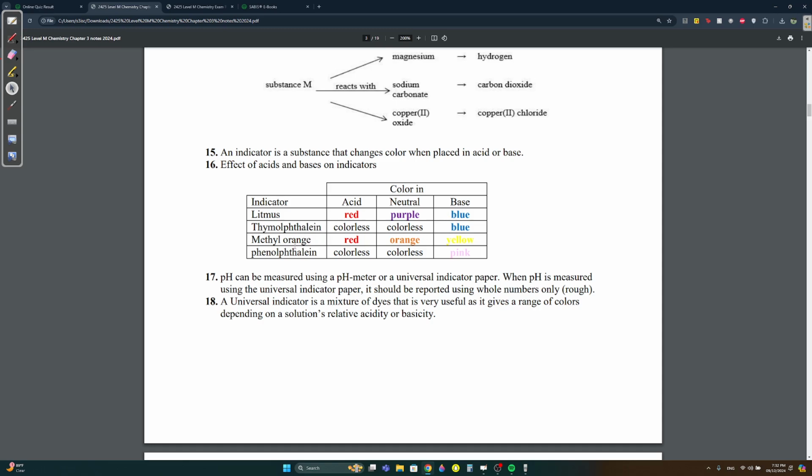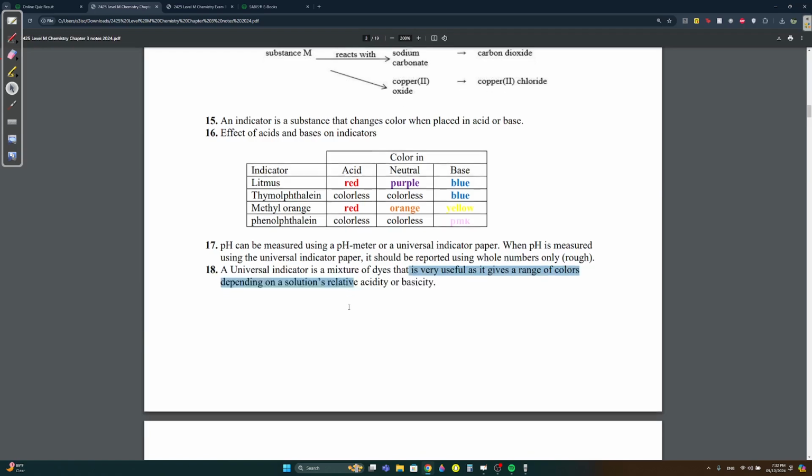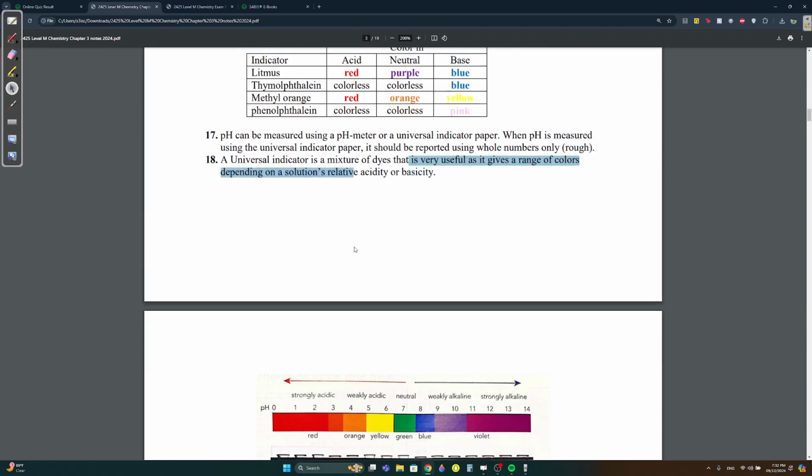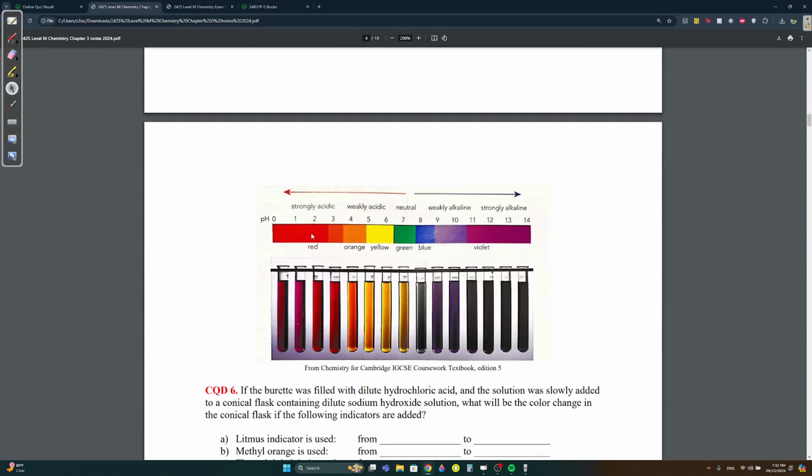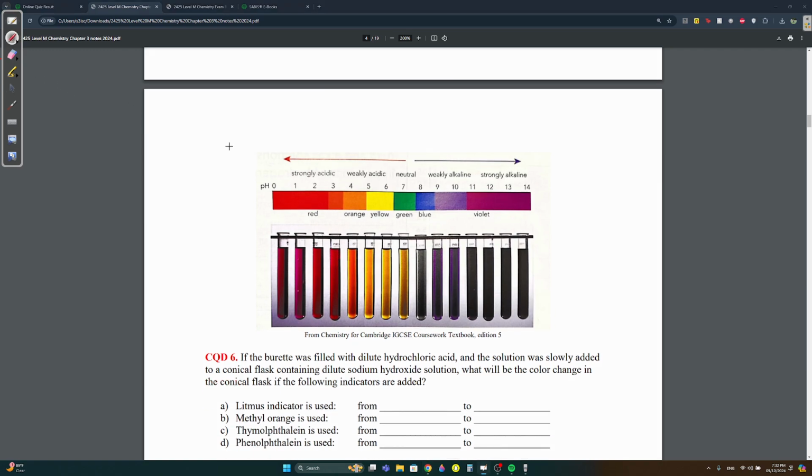Okay. pH can be measured using a pH meter. When pH is measured, it should be reported using whole numbers. A universal indicator is a mixture of dyes. It's very useful. It gives a range of colors depending on a solution's relative acidity or basicity. This is the colors. You are required to memorize this. The way I memorized it is Roy G. Biv, the colors of the rainbow. Green is the neutral position. So the acids are red, orange, yellow. The bases are blue, violet.